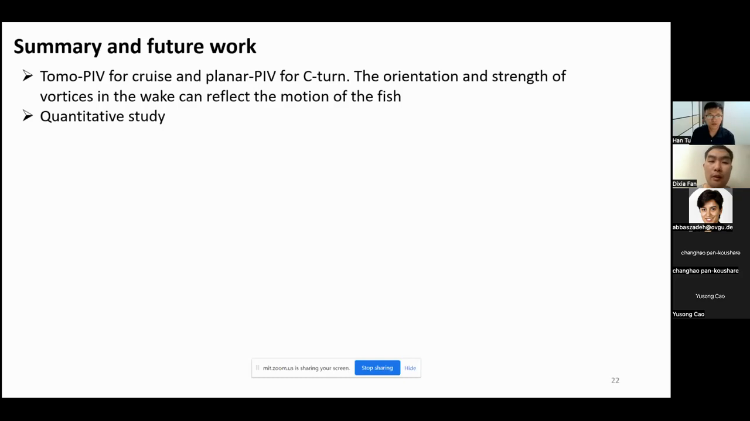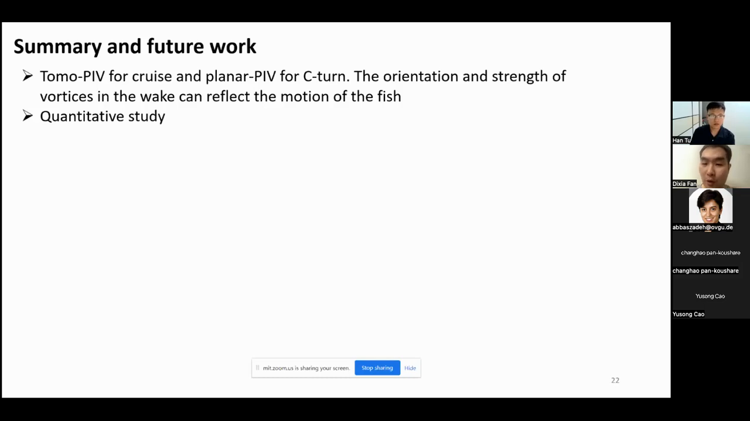Since you do tomo PIV and also planar PIV, a lot of work, especially in free swimming, shows this C-shaped vortex ring coming out in 3D. They do show that a 3D effect plays a significant role in free swimming, in terms of efficiency and force generation performance, in the C-turn, which is a very quick and unsteady maneuver.